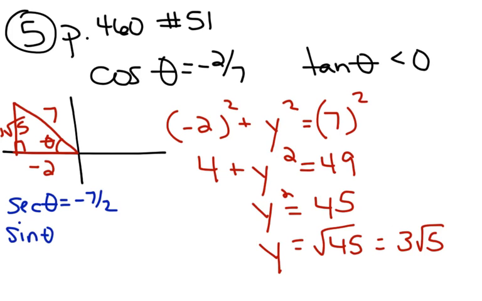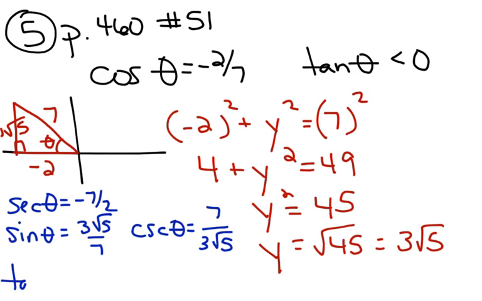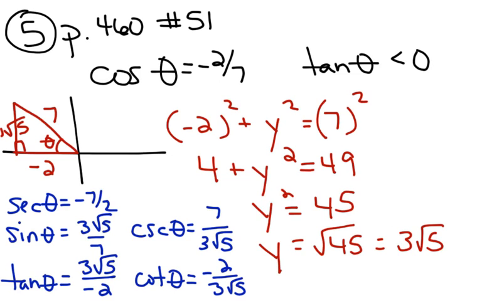The sine of theta is opposite over hypotenuse. So its reciprocal cosecant is 7 over 3 the square root of 5. Or you can tell me it's 7 the square root of 5 over 15, but you can leave it at that. The tangent is opposite over adjacent. And its reciprocal is going to be negative 2 over 3 the square root of 5. Or you can tell me it's negative 2 square root of 5 over 15. Whichever one makes you happier, but don't feel like you have to do more work than you do.